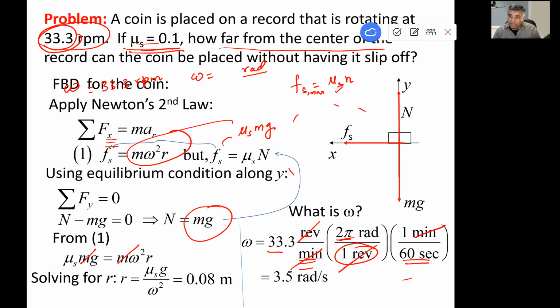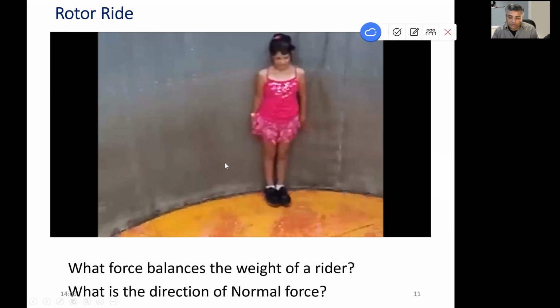So it says 0.08 meters, which means 8 centimeters. That's how we use Newton's second law for circular motion, where the centripetal force was the friction force. The radial force was the friction force. Okay, now let's watch another video.